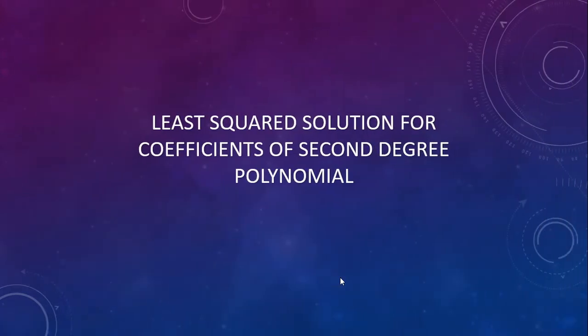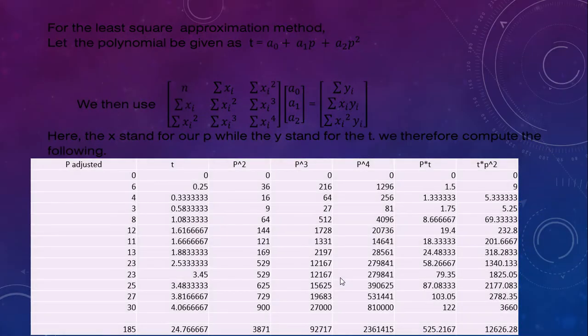So we go to the next method, that is the least square solution of a second degree polynomial. Now for the least square approximation method, let the polynomial be given as t equals a0 plus a1 p plus a2 p squared. So in reality, we just need to find a0, a1, and a2, and this is the formula we use from numerical analysis. Here, S stands for our population P, while Y stands for the T.